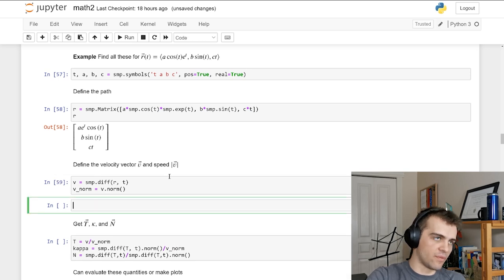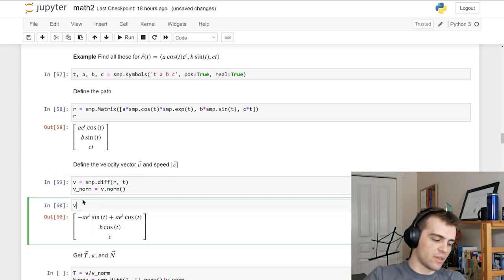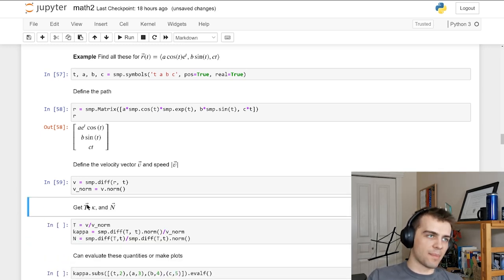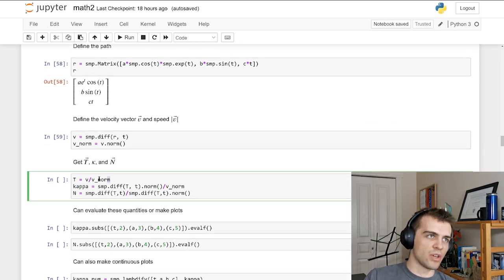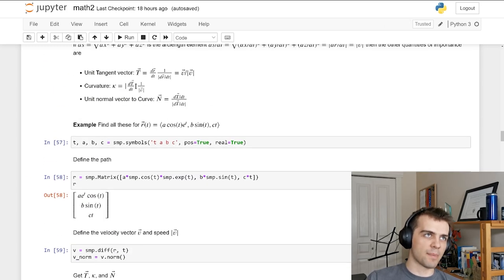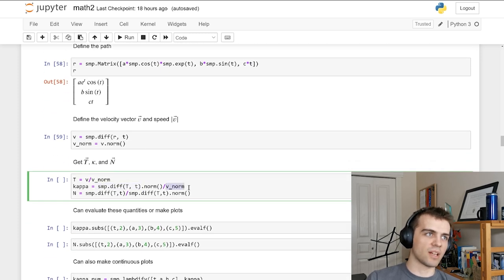So for that, I get v, which looks like this. And v norm, which is just the norm of the vector v, is something that looks like this. And now I can get capital T vector, kappa and n. T is v over v norm. This is just plugging in the formula. Kappa is the absolute value of the derivative of T with respect to t, times 1 over the absolute value of v. You can see I'm basically just plugging things in, and then N here as well.